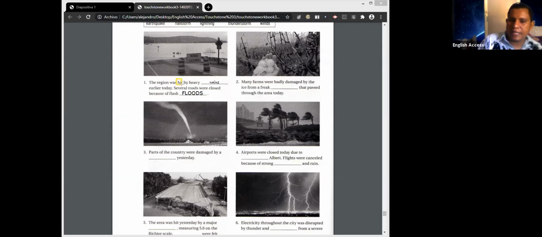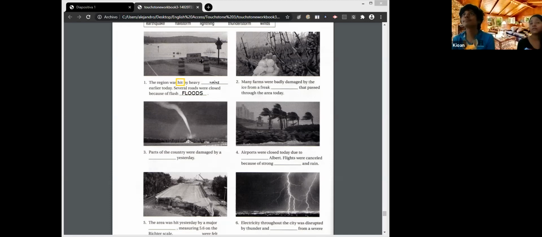The region was hit. Okay, very good. Continue, Marquito. Many farms were badly damaged by the ice from the freak hailstorm. The storm struck the area today. Parts of the country were damaged by a tornado yesterday.